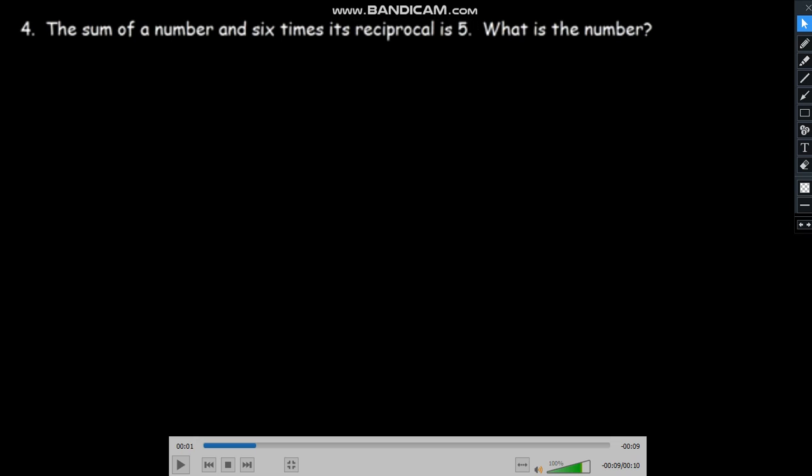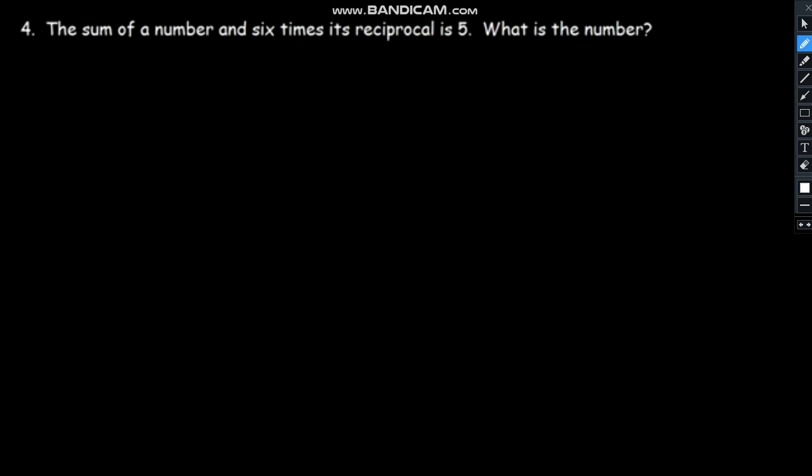The next question is: the sum of a number and 6 times its reciprocal is 5. Whenever I see sum, I write my plus. So the sum of a number, what should I write? x, to replace the number.